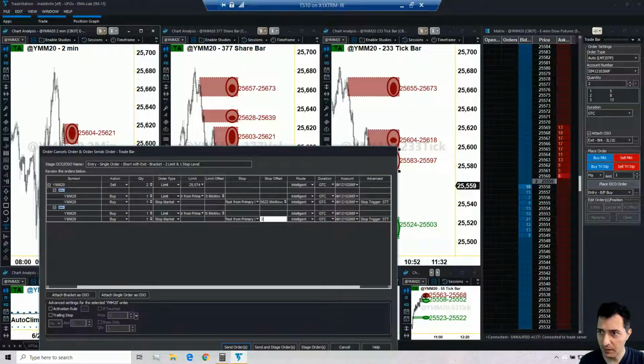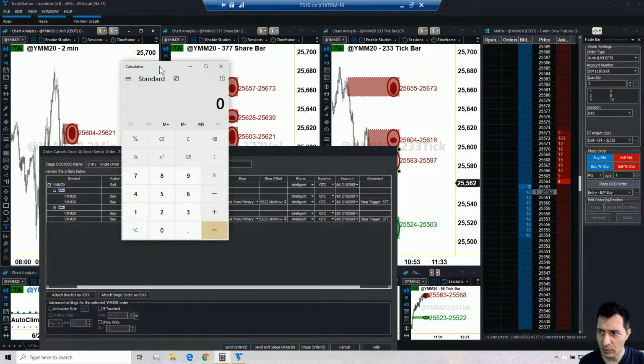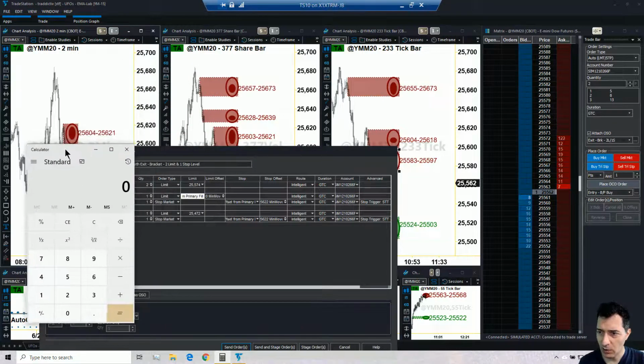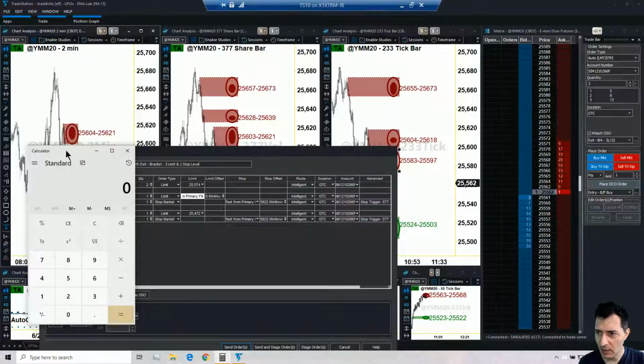So 25,622. Then my final target, we just said it's 25,472. That's from before. And now what I need to do is a little bit of math. I'm going to grab a calculator to make sure I make no mistake. So the difference between the stop, which is 25,622, minus the entry, which is 25,574, that is 48 points.